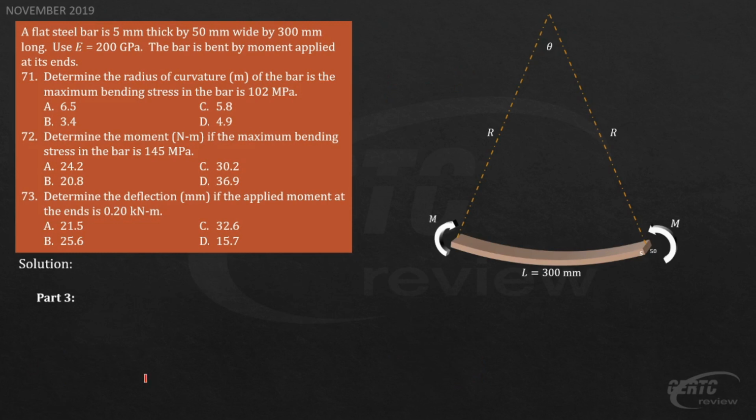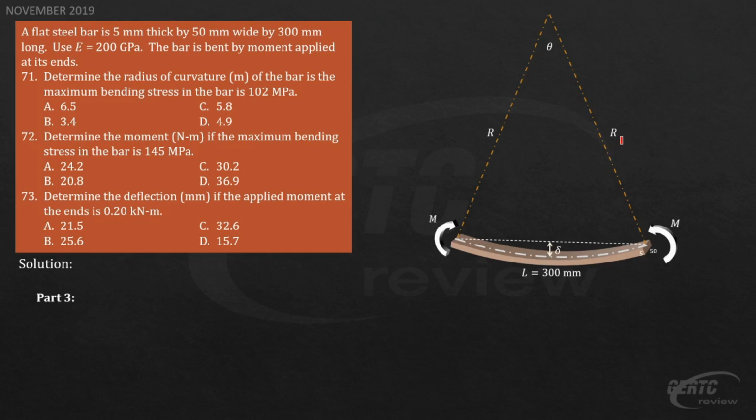Okay, next, part 3. The deflection. The maximum deflection, of course, nasa gitna yan. If the applied moment M is 20 kilonewton meter. So, how do we find the deflection? And where is that? So, look at this big part here. Ito yung bent figure natin or elastic curve. Ito yung original position niya. Ito yung maximum deflection natin. Yung delta dyan. Delta.